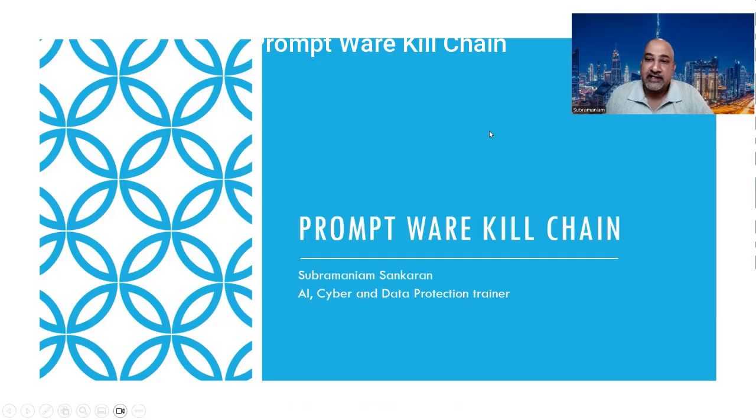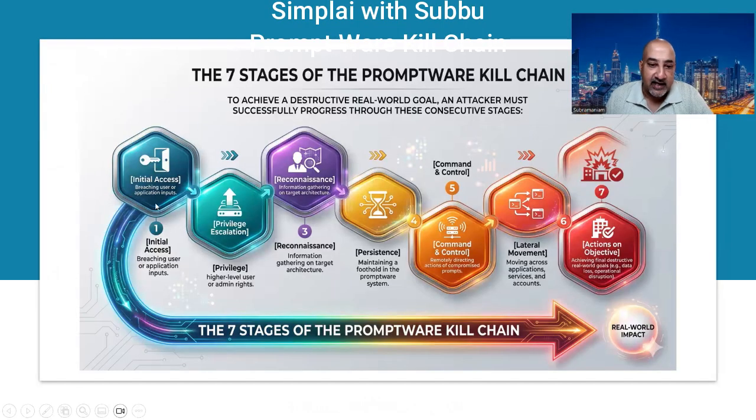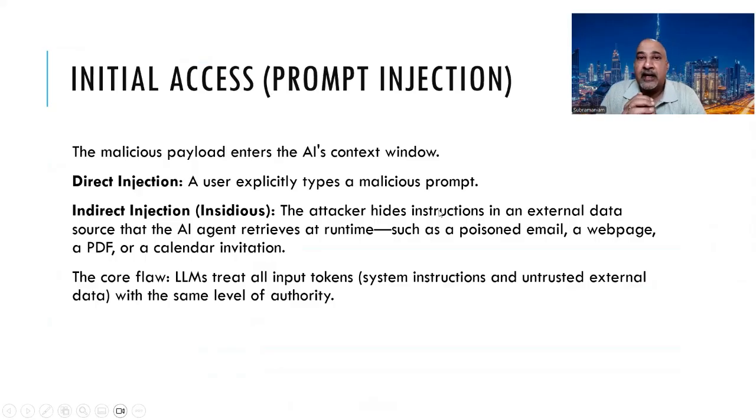So these are the 7 stages of the kill chain. First is the initial access, privilege escalation, reconnaissance, persistence, command and control, lateral movement, and action on the objective. Now, these 7 stages are also applicable to the cyber kill chain. But how is it focused, or how was it made with respect to the AI layer, is what we are going to see in this video. First is the initial access.